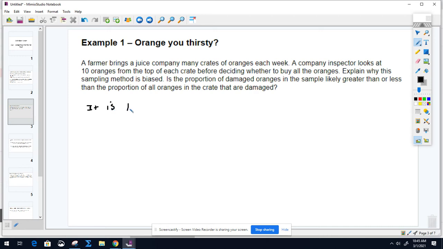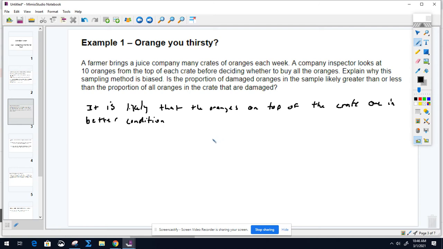It is likely that the oranges on top of the crate are in better condition than the rest of the crate. Okay, so this would be a biased method, again, because we're only looking at the top.